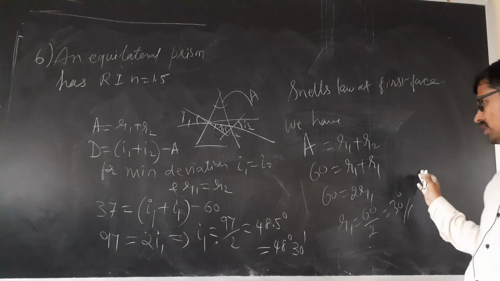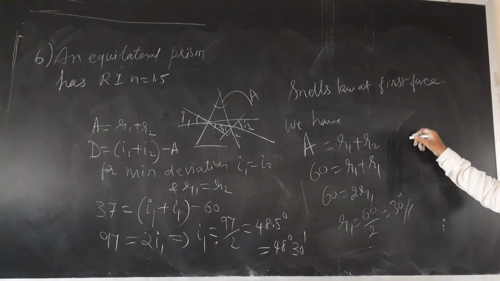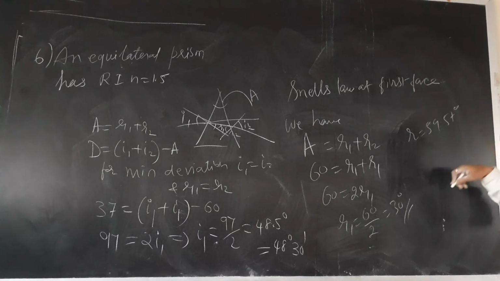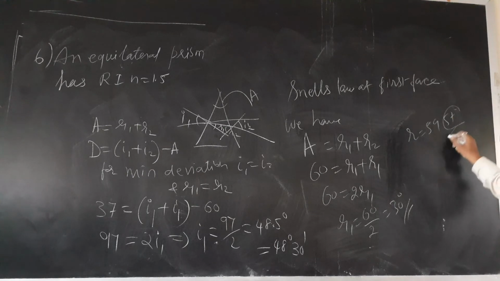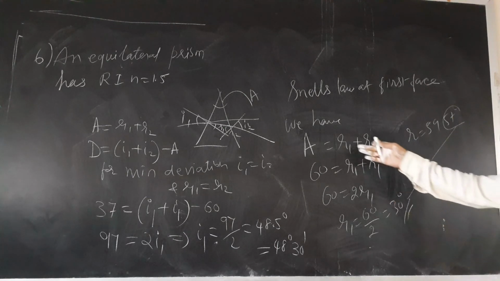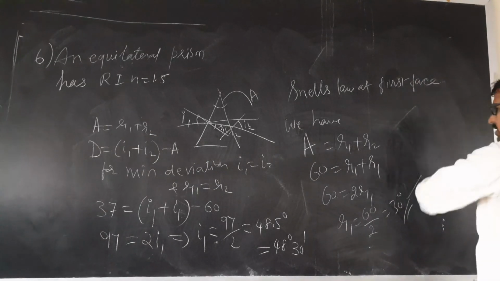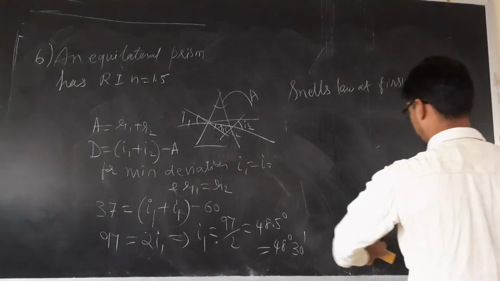Painstakingly we have done all those calculations which gave you the answer almost 29 degrees 57 minutes, which is almost equal to 30 degrees. So this is a shortcut and you can use it in CET also. We will go for the next problem.